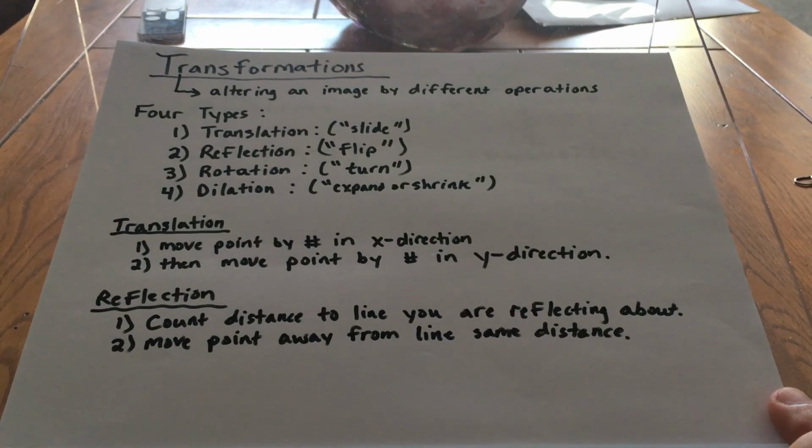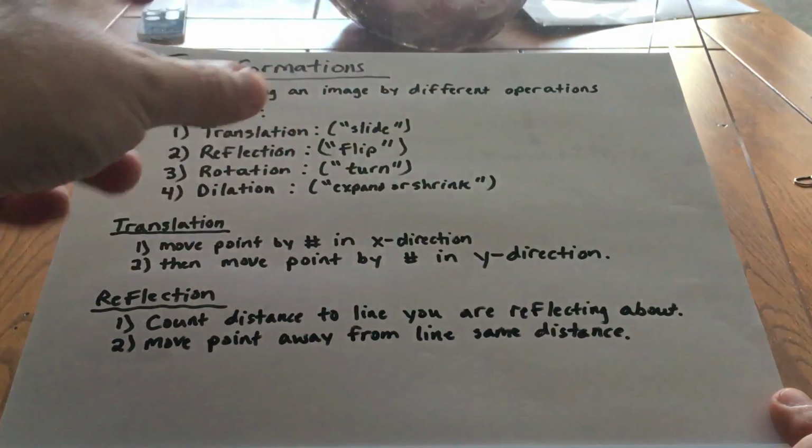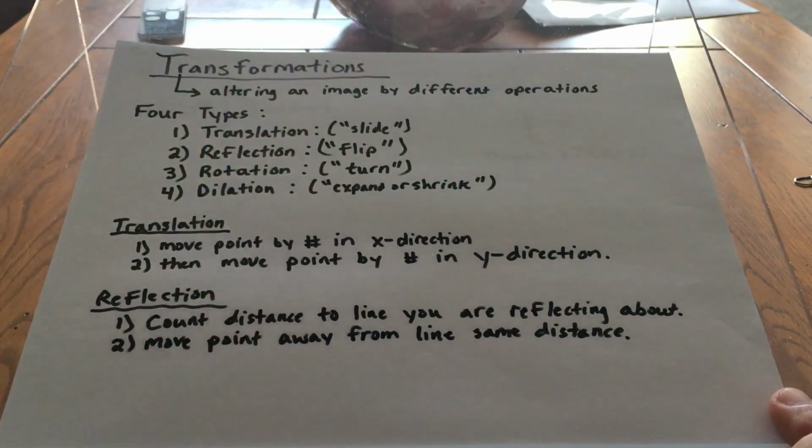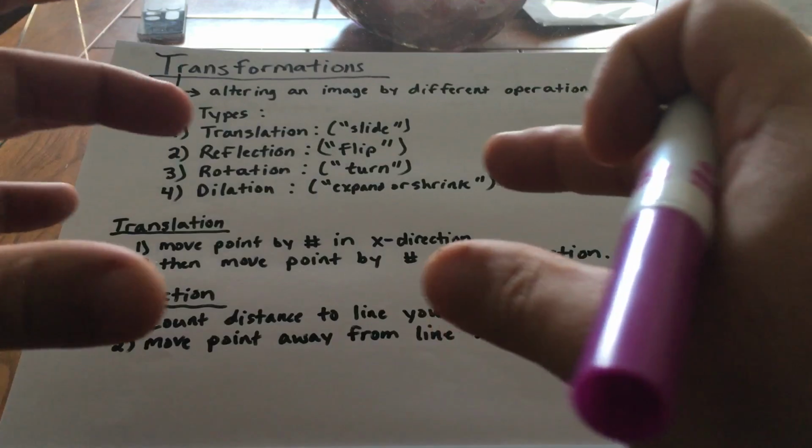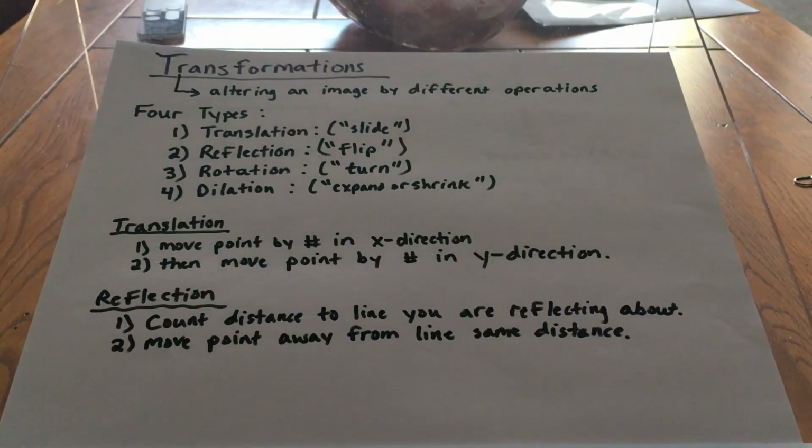The third one is called a rotation, and that's taking an image and turning it, either clockwise or counterclockwise. We'll spend some time talking about that. And then the fourth one is called a dilation, which basically means you take an image and you expand it, make it larger, or you shrink it and make it smaller. Okay? So those are the four types of transformations. We're going to talk about those over the next week or two, probably.